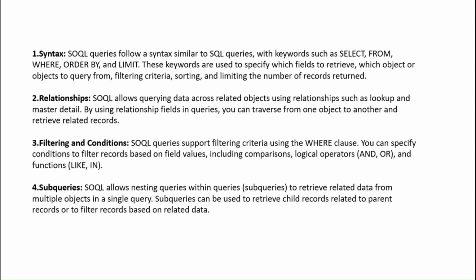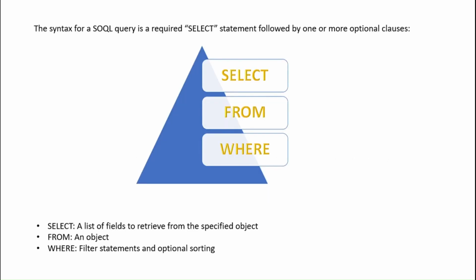And one more thing, subqueries. Subqueries allow nesting queries within queries to retrieve related data from multiple objects in a single query. We have multiple relationships, right? So we have to retrieve the data using subqueries, whatever is related to one object or more objects. Subqueries can be used to retrieve child records related to parent records, or to filter records based on related data. Whatever we need, we use subqueries. Okay.